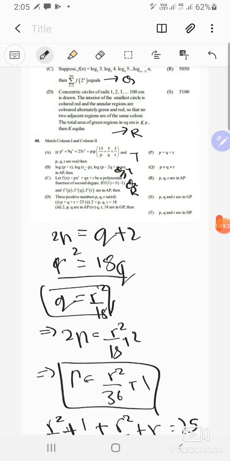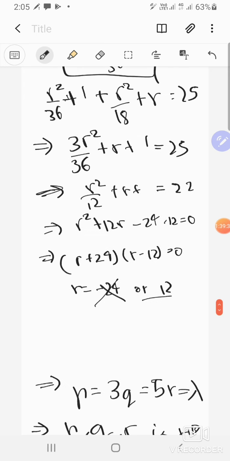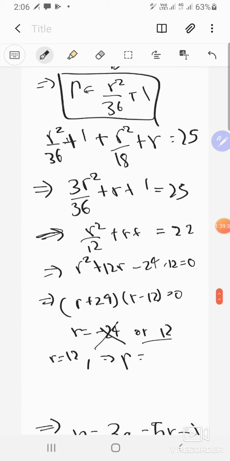Fine. And we are given that these are positive numbers, which means that r can only be 12. It cannot be minus 24. Fine. So now we know r. Just find p and q. So r is 12. That means that p has to be equal to r squared upon 36 plus 1, which is 4 plus 1, right? 12 is 6 into 2, square is 4 upon 36. So this is going to be 5.